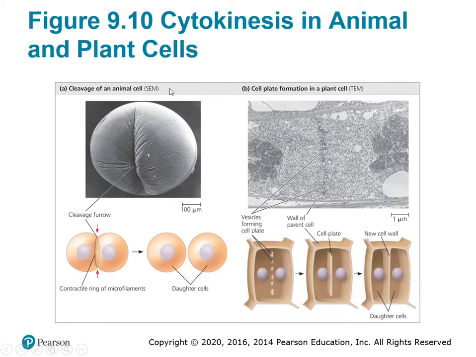There is a unique difference between animal cells and plant cells. So animal cells have a cleavage furrow that is made by a contractile ring of microfilaments, which pinches it in half. But we know plants have a cell wall, and so they have to have a different type of cytokinesis where vesicles form the cell plate, which eventually fuse to form a complete new cell wall between the two new daughter cells in a plant cell.